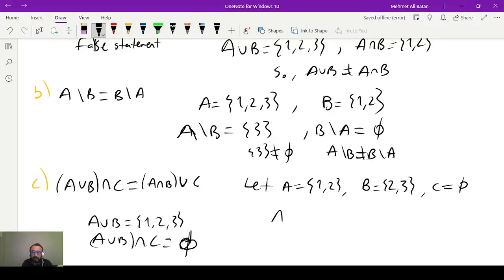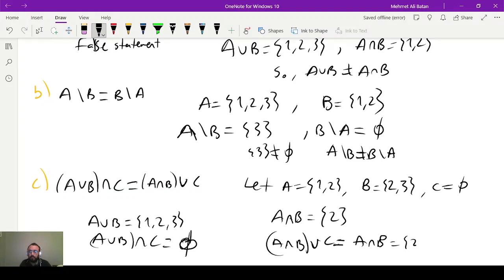What about the right hand side? A intersection B is equal to {2} because both sets A and B have the element 2, so that's why A intersection B contains 2. So what about A intersection B union C? It is again {2}, right? Empty set union something is something, so this is A intersection B because C is the empty set, which is {2}.